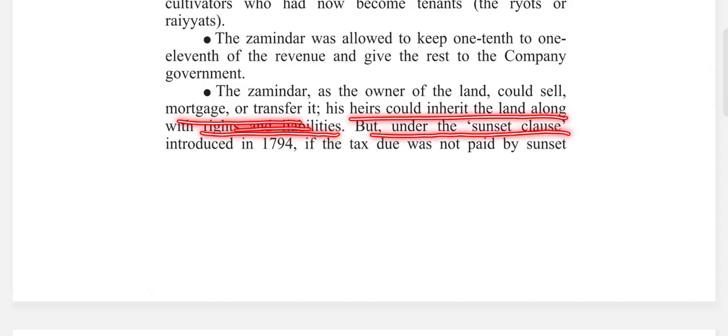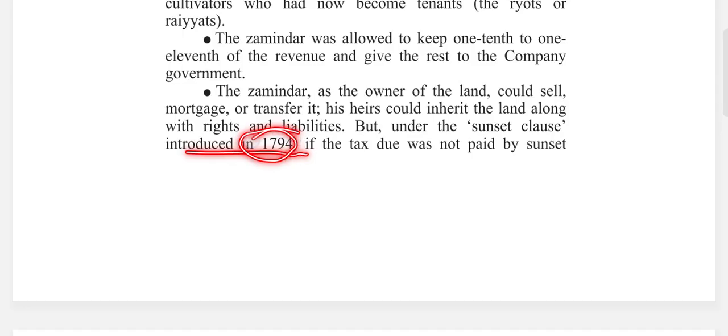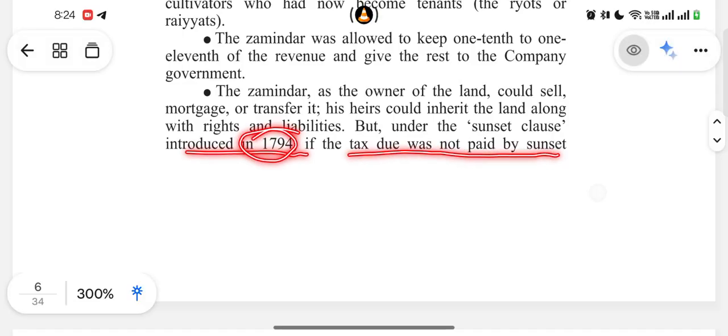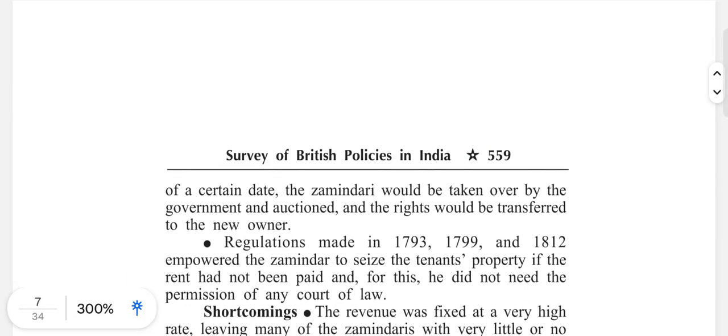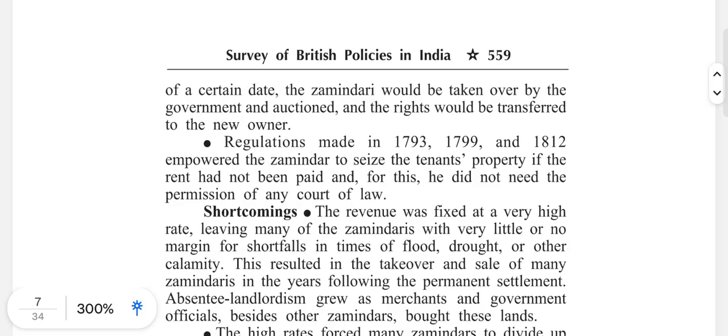But, under the sunset clause introduced in 1794, if the tax due was not paid by sunset on a certain date, the zamindari would be taken over by the government and auctioned, and the rights would be transferred to the new owner. Regulations made in 1793, 1799, and 1812 empowered the zamindar to seize the tenant's property if the rent had not been paid, and for this, he did not need the permission of any court of law.